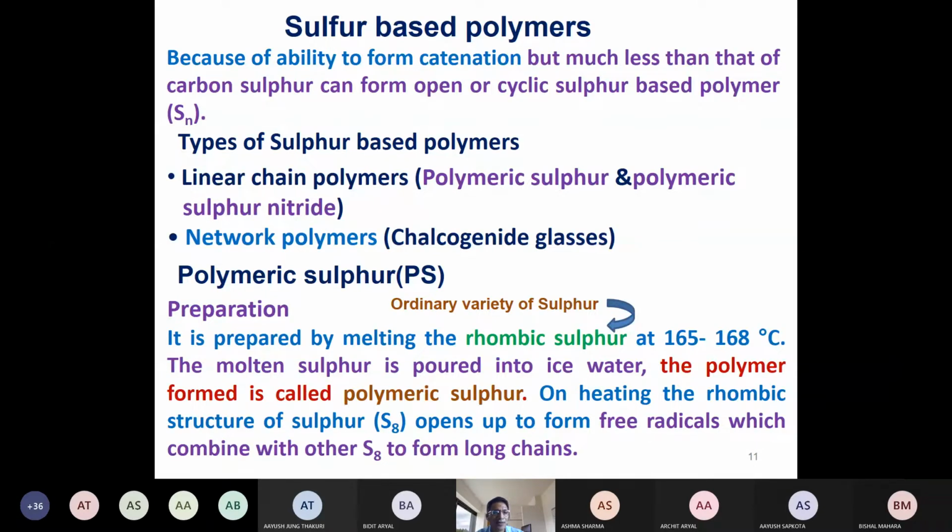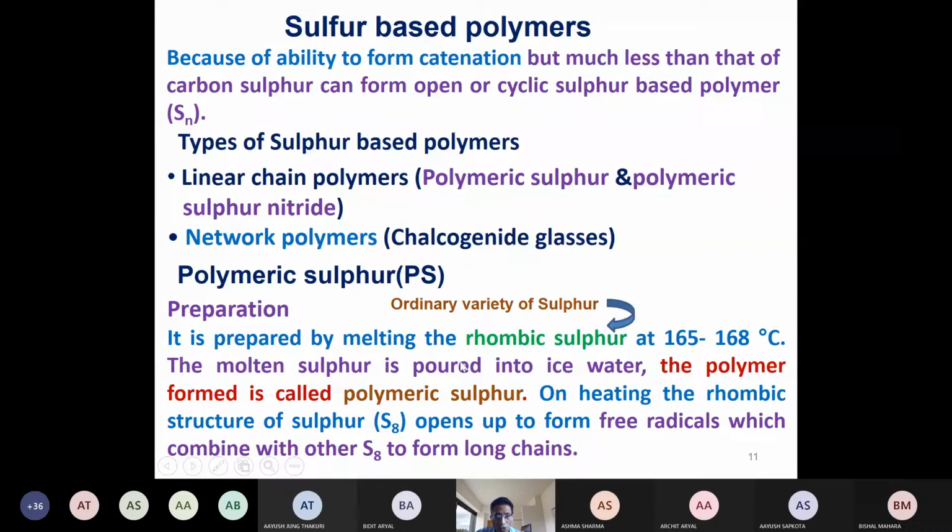And next is the network polymer. Its name is chalcogenide glass. That may be asked in short notes in many questions, in many semester examinations. And polymeric sulfur, the simple form is PS. And how is it prepared?